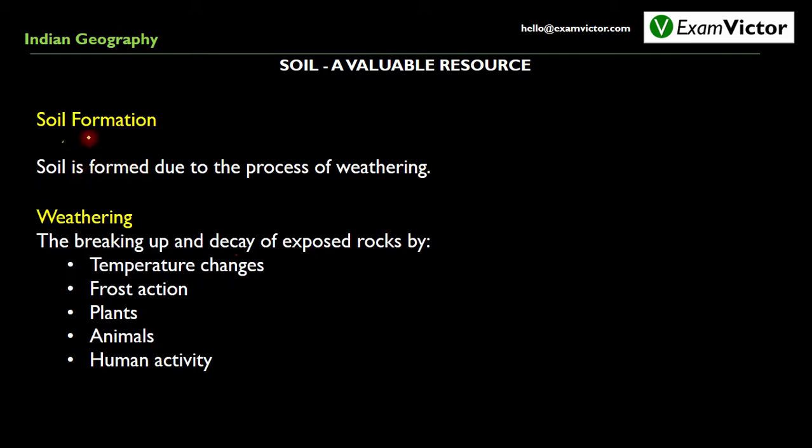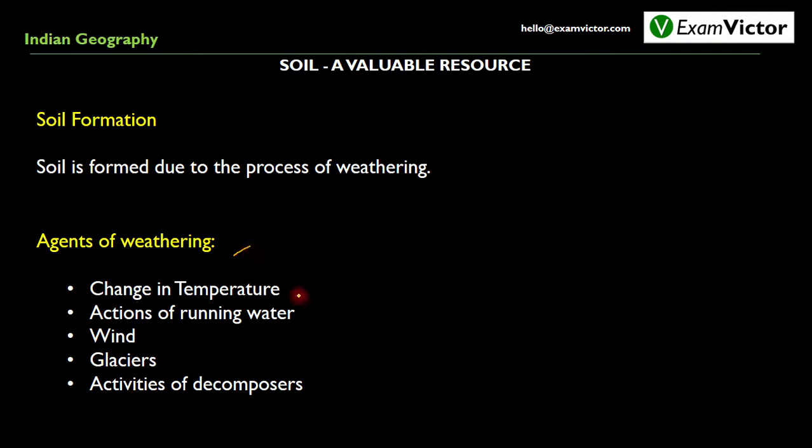Soil formation, as we've already discussed, is a slow process because it is formed due to the process of weathering of rocks. By weathering of rocks, we mean breaking up and decaying of exposed rocks by changes in temperatures, frost action, plants, animals, or human activity. All these agents which cause weathering cause it at a very slow rate, and hence the formation of soil is very slow. Thus, the agents of weathering are change in temperature, actions of running water, wind, glaciers, and activities of decomposers like earthworms.